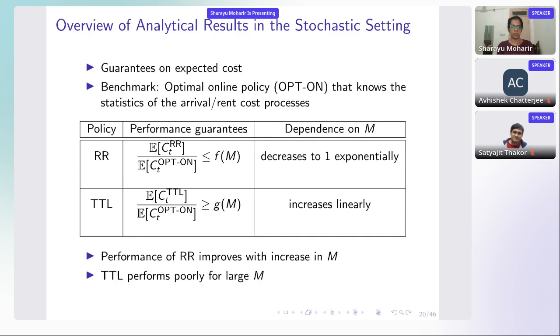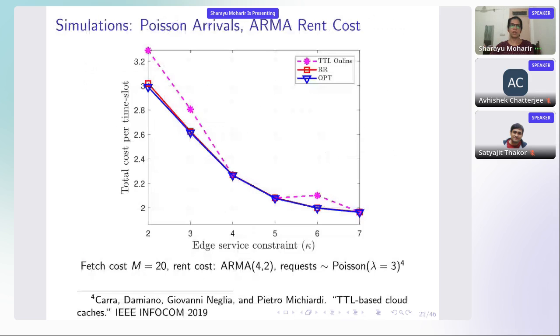I'll now present some simulation results. In this plot, we look at synthetic arrival and rent cost processes and compare the performance of various policies as a function of kappa, which is the edge service constraint. We note that the performance of RR is very close to that of the offline optimal policy. And even as kappa increases, the gap hardly widens. In addition, we also simulate a variant of TTL called TTL online. This was proposed in the reference given in the footnote. And we note that it performs okay, but RR still outperforms the TTL online policy.